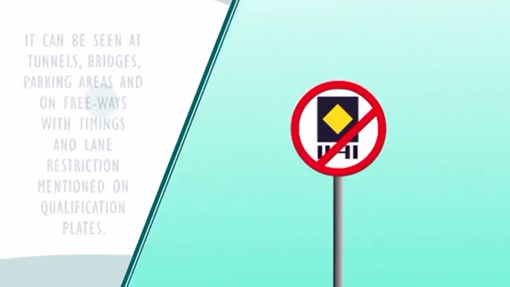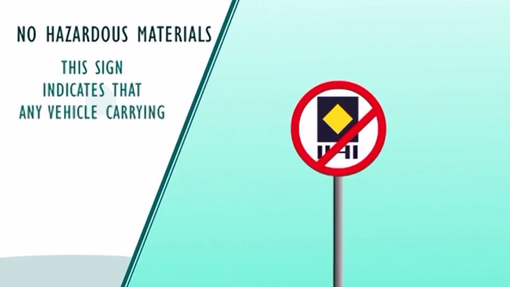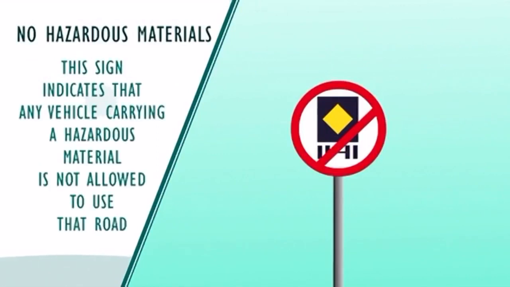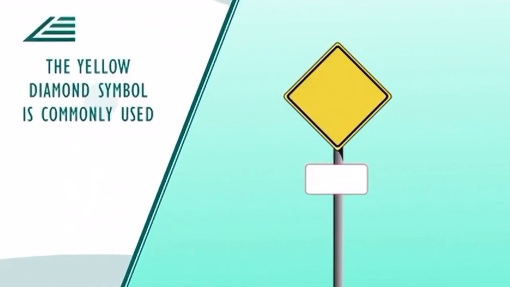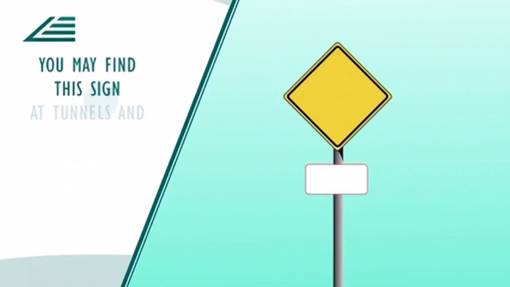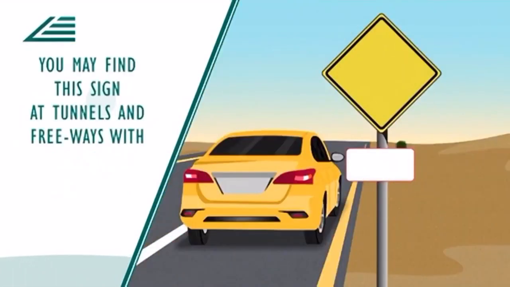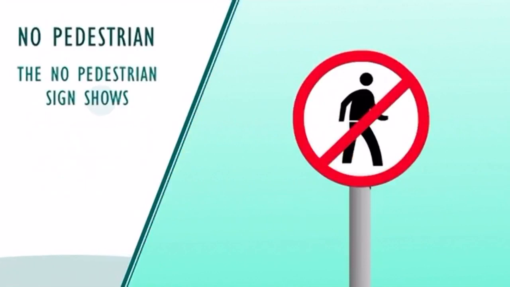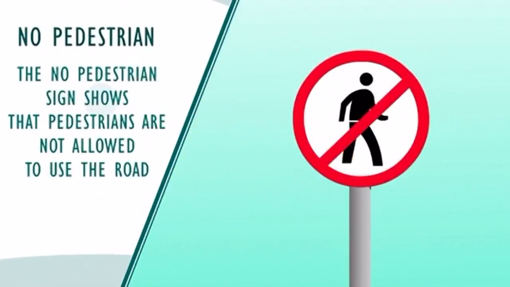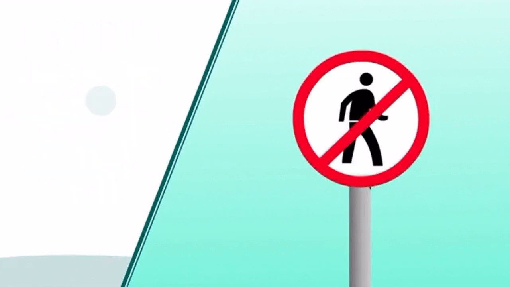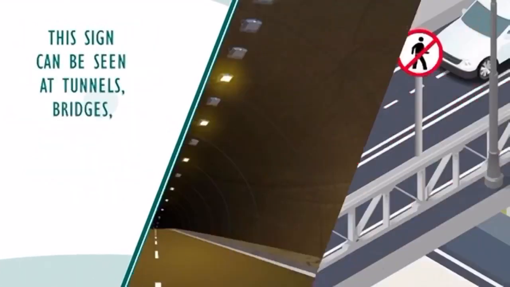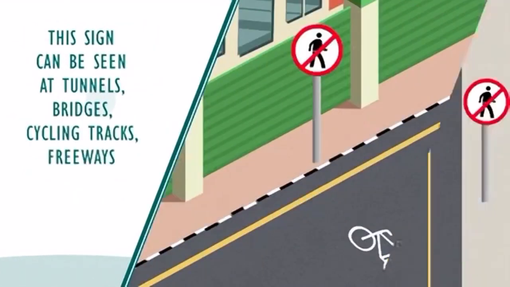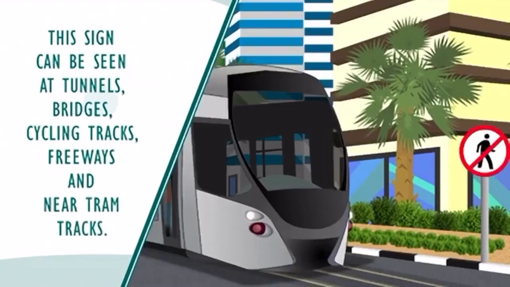This sign indicates that any vehicle carrying a hazardous material is not allowed to use that road. The yellow diamond symbol is commonly used to alert about hazardous materials. You may find this sign at tunnels and freeways with qualification plates. The No Pedestrian sign shows that pedestrians are not allowed to use the road or zone. This sign can be seen at tunnels, bridges, cycling tracks, freeways, and near tram tracks.